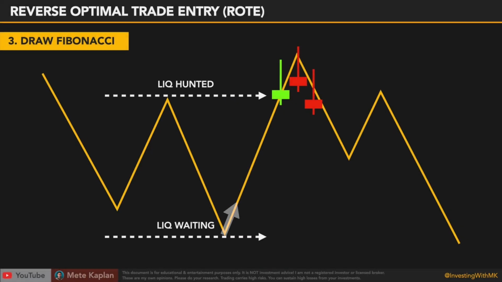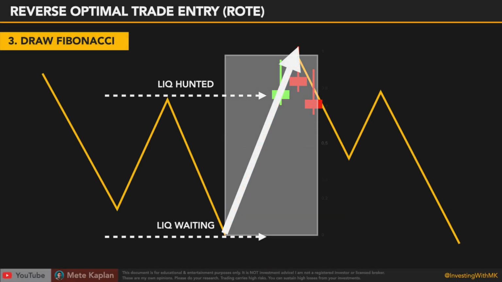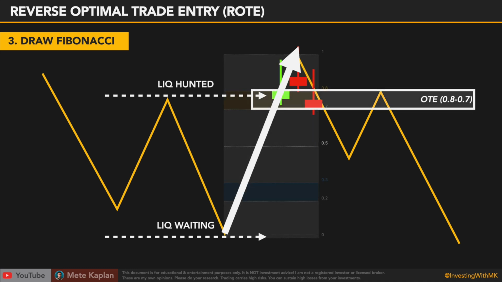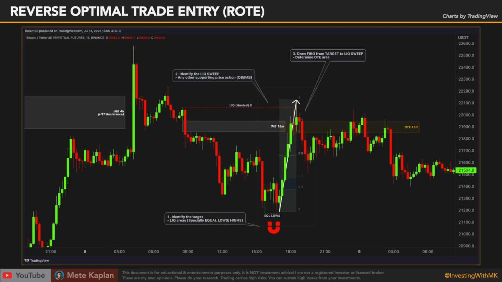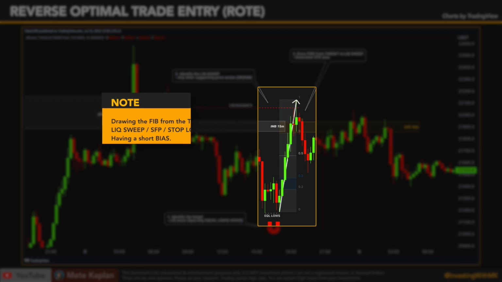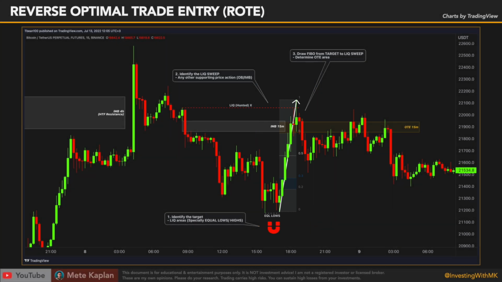The third step is actually quite easy. You should draw your Fibonacci tool from the target to swing high after the stop hunts. As you can see in this example, drawing the Fibonacci tool from the target to swing high point. Very simple idea actually. I'm determining my optimal entry zone, which is between 0.8 and 0.7. This will be an area where I'll be looking for entries.